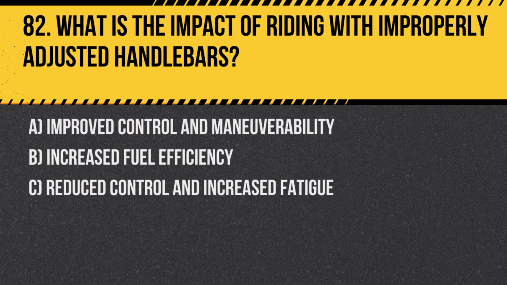Question 82. What is the impact of riding with improperly adjusted handlebars? A. Improved control and maneuverability. B. Increased fuel efficiency. C. Reduced control and increased fatigue. Answer: C. Reduced control and increased fatigue. Properly adjusted handlebars are crucial for comfortable and safe riding.